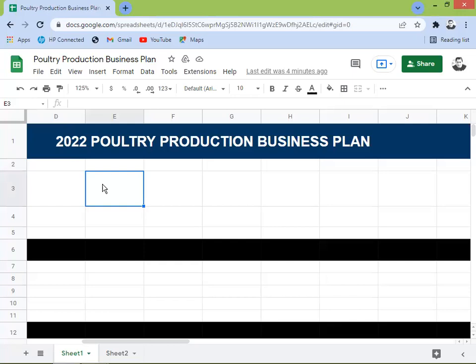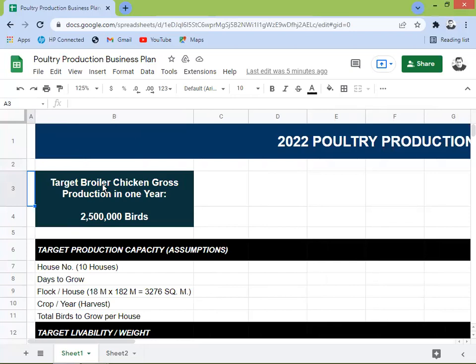How we're gonna plan our business. In order for us to do that, we're going to have an example here, the poultry production business plan that we're going to do. The idea here is for us to start a business raising poultry or livestock.